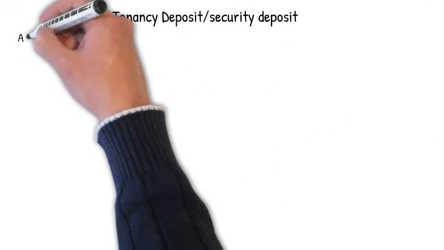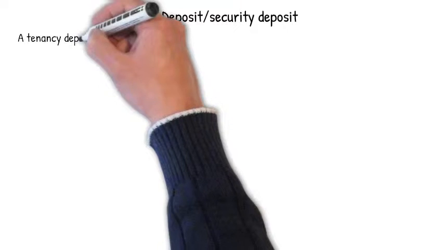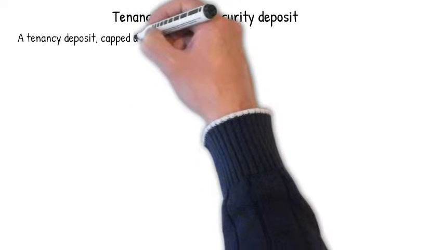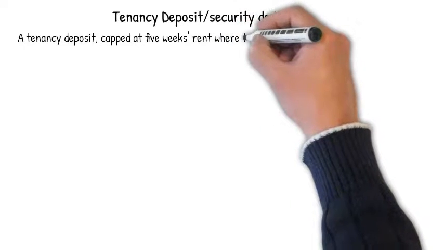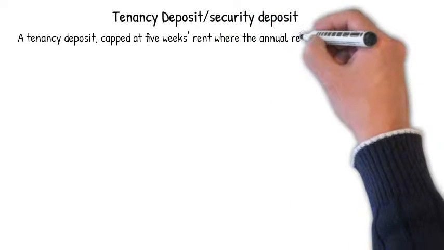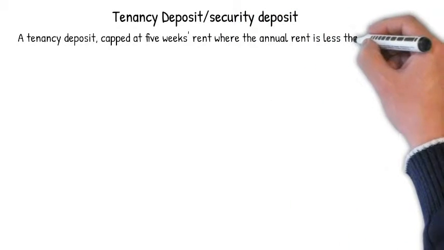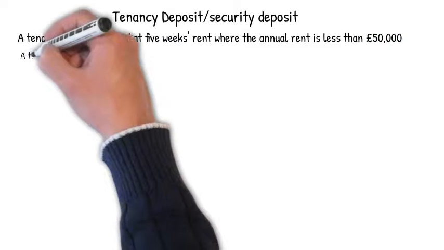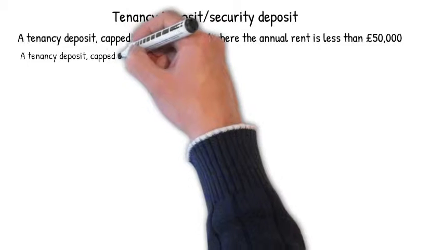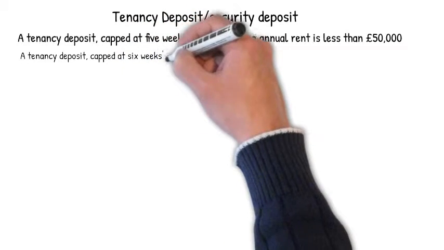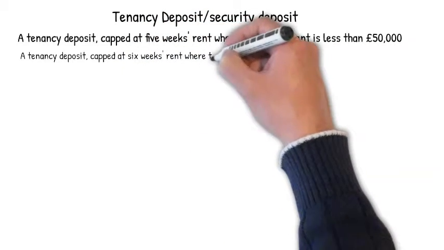Moving on to tenancy deposits. Tenancy deposits are now capped at 5 weeks' rent, where the annual rent is less than £50,000. If the annual rent is above £50,000, then a landlord could be entitled to up to 6 weeks' rent. Anything over those figures would be prohibited payments.